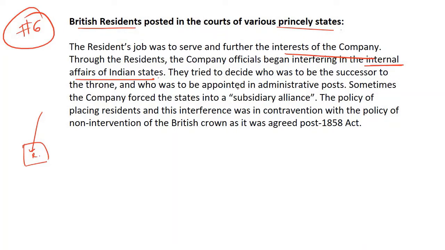So they started actually interfering. And sometimes what the company did was it forced the states into subsidiary alliance. This policy of placing residents, and its interference, was actually against the policy of non-intervention of the British Crown, as it was agreed after the 1858 Act.